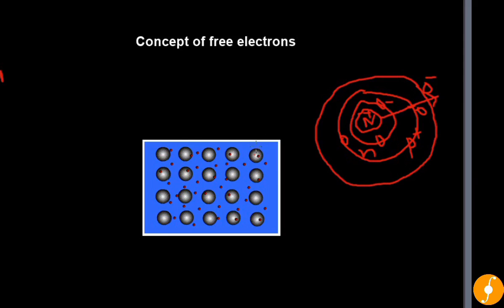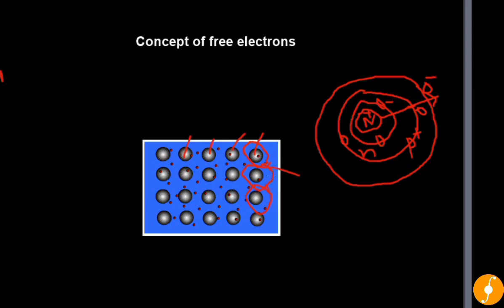Here these are the nuclei, and the red dots are showing electrons, and these are the electrons in the outermost orbit. So these are loosely bound electrons. Because they are loosely bound, they can easily jump from the outermost orbit of this nucleus to this nucleus, and again from this to this, like that.